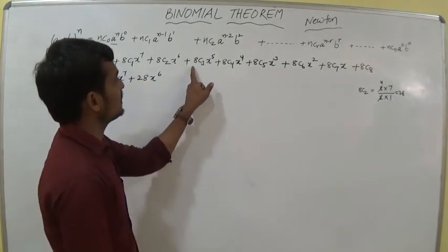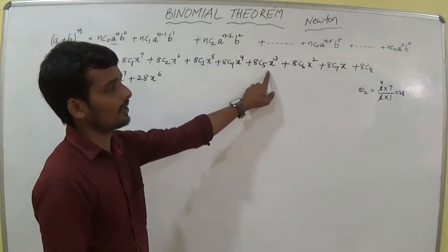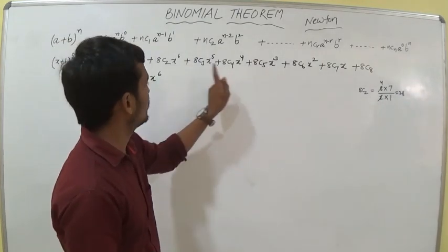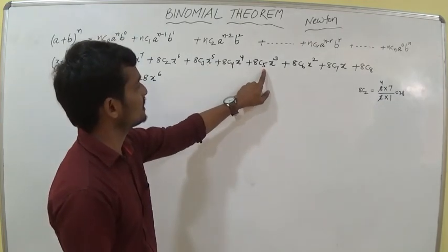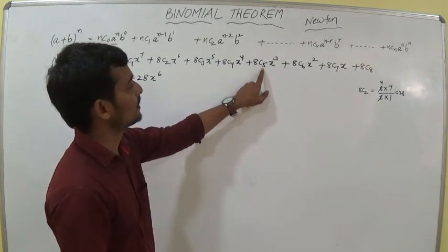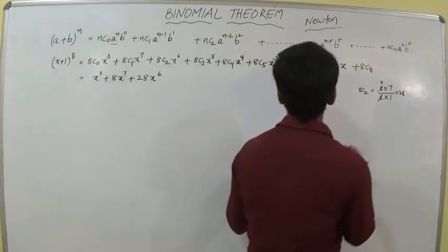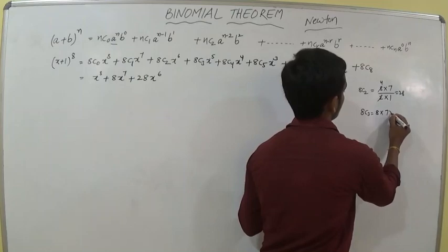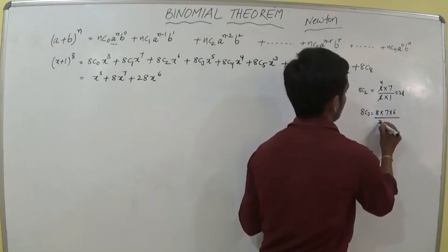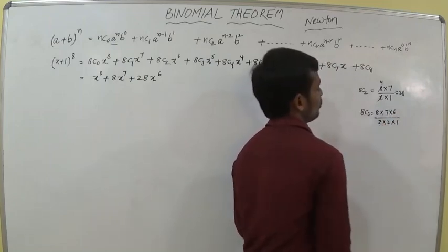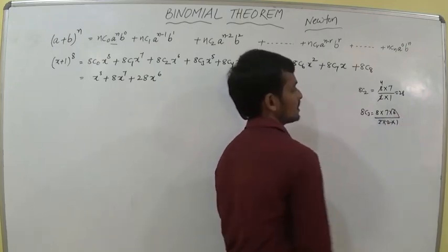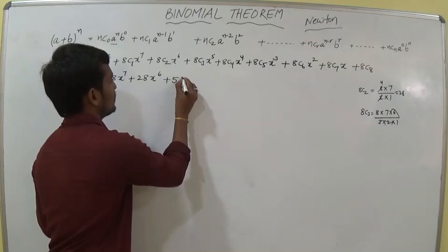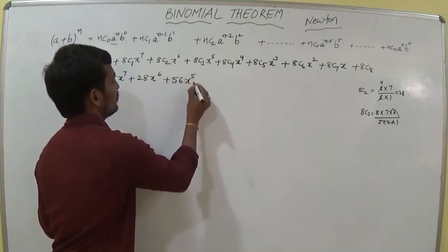Again 8c3 is equal to 8c5. How? 8 minus 5 is 3. So I am calculating 8c3. 8c3 is equal to 8 into 7 into 6 by 3 into 2 into 1. These 6 are cancelled by 6. 8 sevens are 56. Here I am writing 56 x to the power of 4.